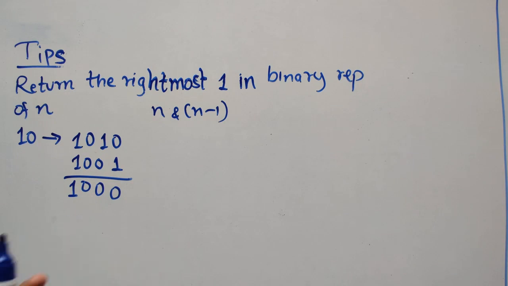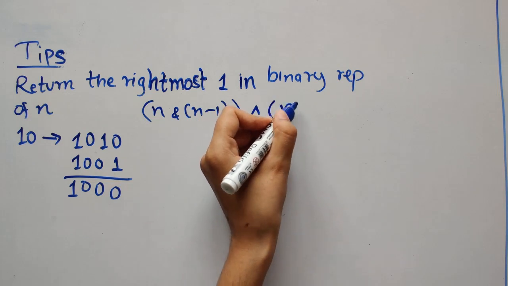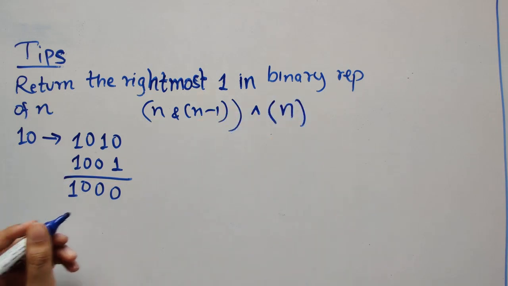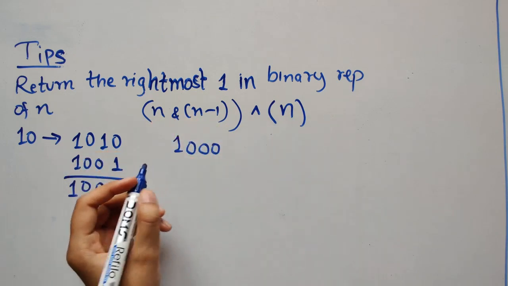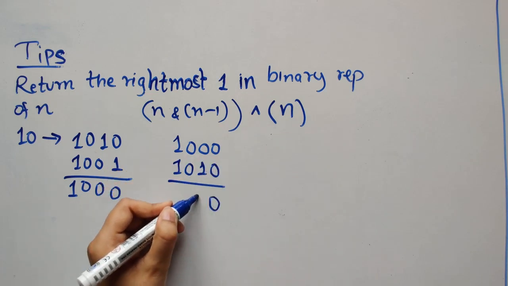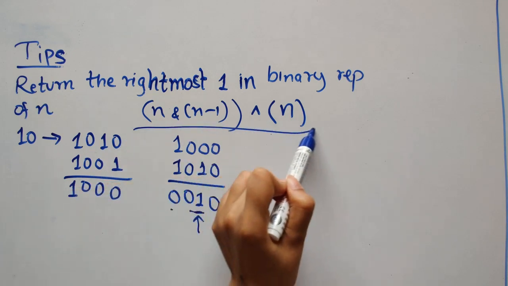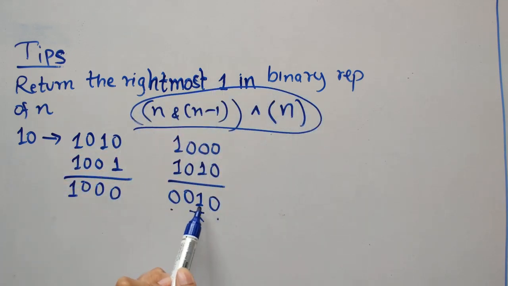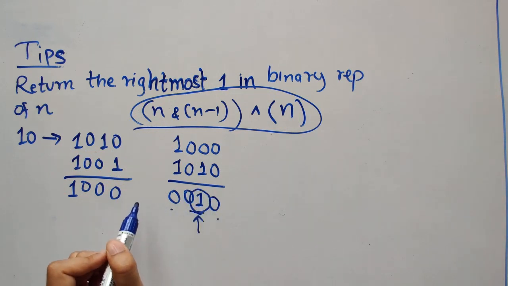Okay. Now with the result of this, I'm going to XOR it with n itself. What is n? It's 10, right? So if I take 1 0 0 0, which is n AND n minus 1, I want to XOR it with n. n is what? 10, right? 1 0 1 0. If I XOR them, do you see that we got the rightmost bit as set and everything else is 0? So we can remember this, right? This is going to give us the rightmost bit as 1 and everything else is 0.